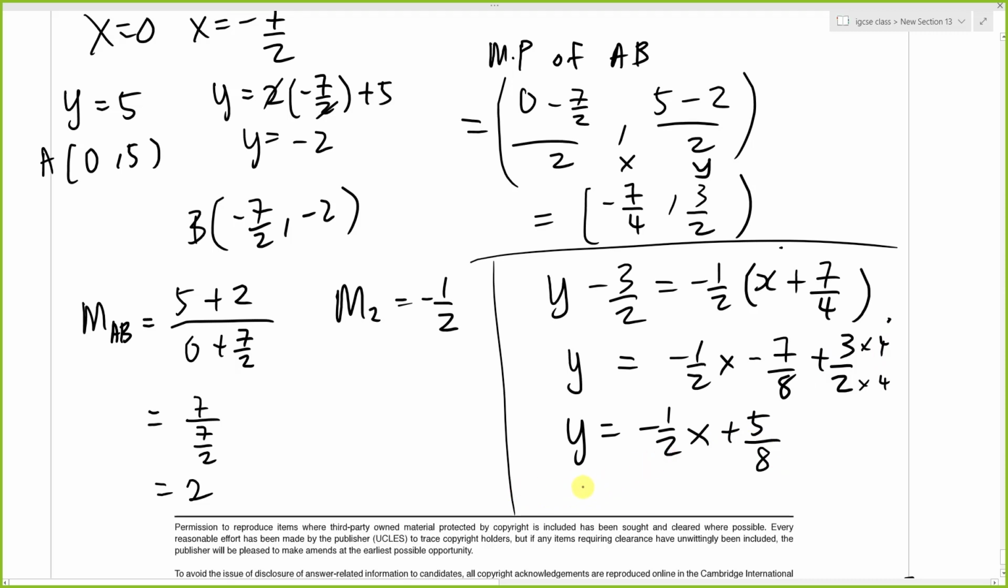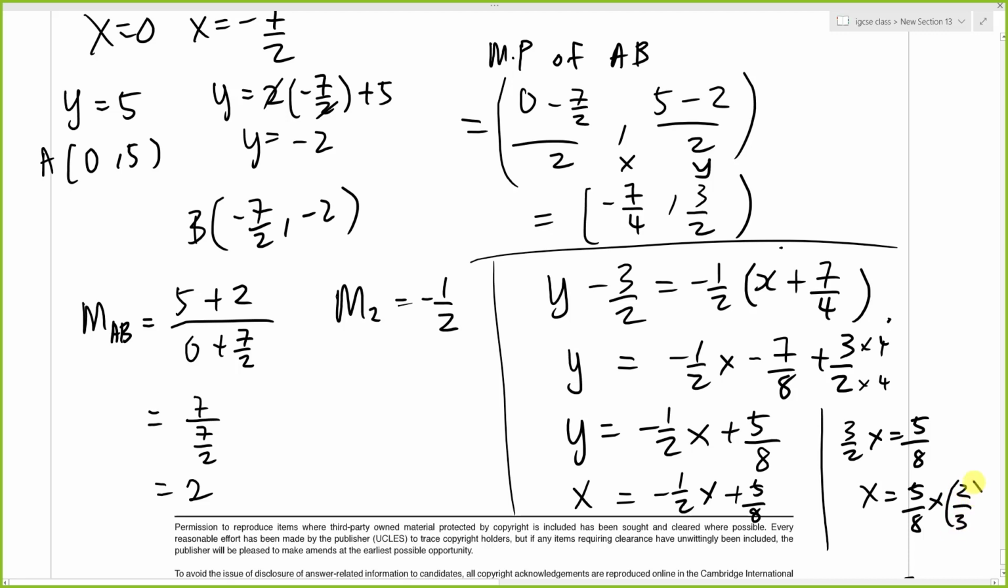So when y equals x, we need to solve this thing here. This will give me 3 over 2 x equals 5 over 8. Then my x equals 5 over 8 multiplied by 2 over 3. Simplify, get 4, so x equals 5 over 12. Then since y and x are the same, y will be 5 over 12 as well. So the coordinate will be (5/12, 5/12).